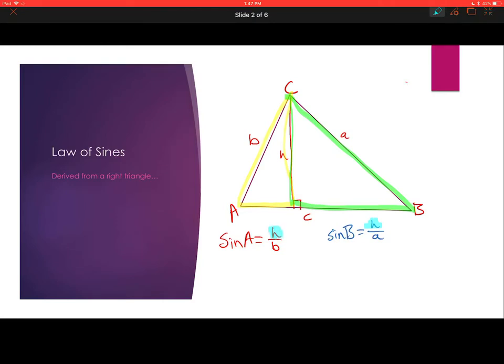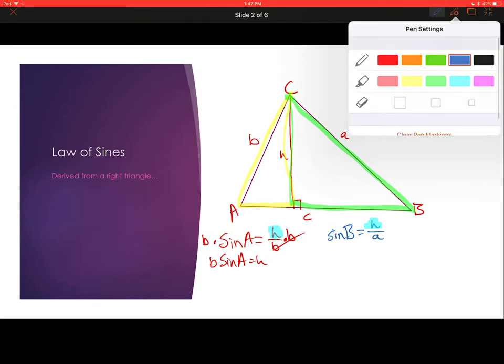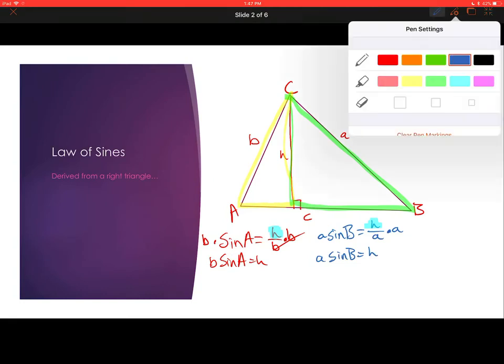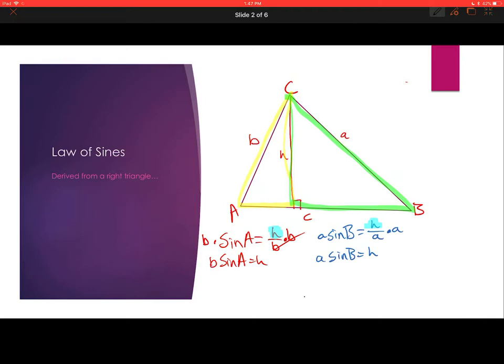Now, since both of these equations house the same variable, h, I can actually solve both equations for h, and then I'll have a relationship I can substitute into each other. So on the red equation, for sine A, I'm going to multiply b on both sides. And what I get is b times sine A is equal to h. On the blue equation, if I multiply a on both sides, I'll get little a times sine of big B equals h. Now, since h is equal to both of those things, I can actually set them equal to each other. So I can say, hey, look at this.